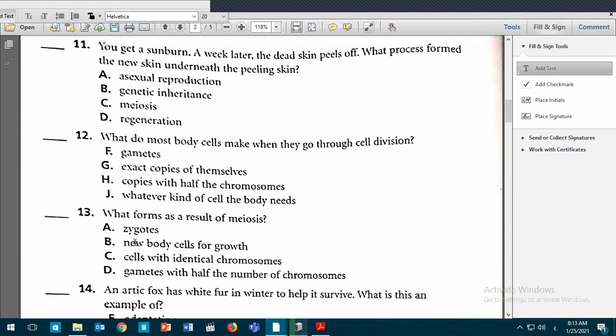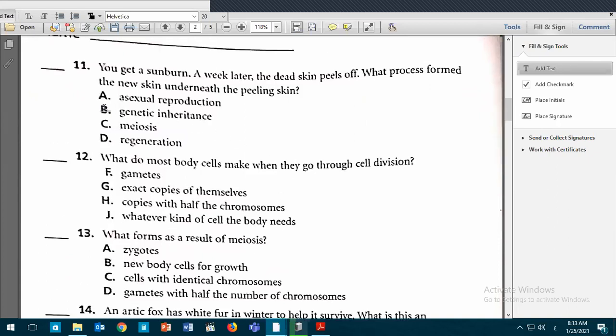I will answer those 3 questions. Number 11, you get a sunburn. A week later, the dead skin peels off. What process formed the new skin underneath the peeling skin? This is called the mitosis process, where your body starts making new cells in order to fix the damaged one. And here he had a sunburn. That means all the top skin actually got burned, so it needs to change. That's why, guys, we peel off.